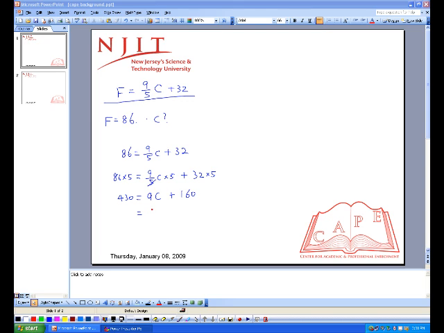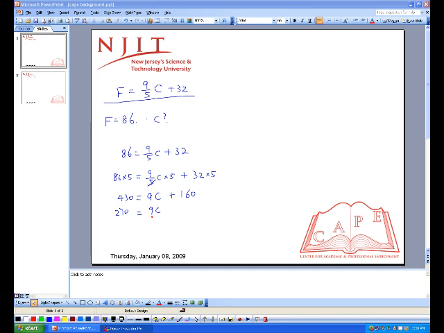So let's try to do that in our head. 160 subtract 160 is simply 0. So it's 9C. 430 subtract 160. So think about that. 43 subtract 16 gives you, that's right, 270. So 270 equals 9C.